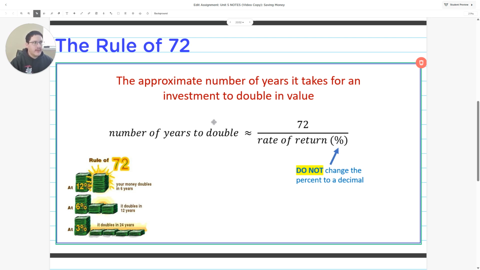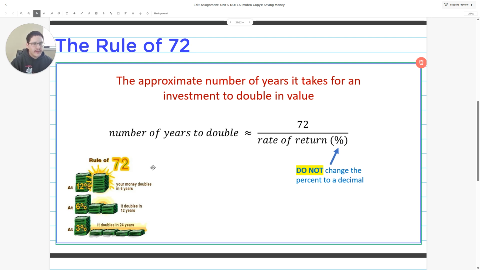So in this case, again, how many years will an investment take to double, depending on the rate of return? The formula for this rule of 72, the number of years it takes for this investment to double, is 72 divided by the percent rate of the return. Do not change the percent to a decimal. This is one of the instances where we want to keep it as a percent in order to do the math.